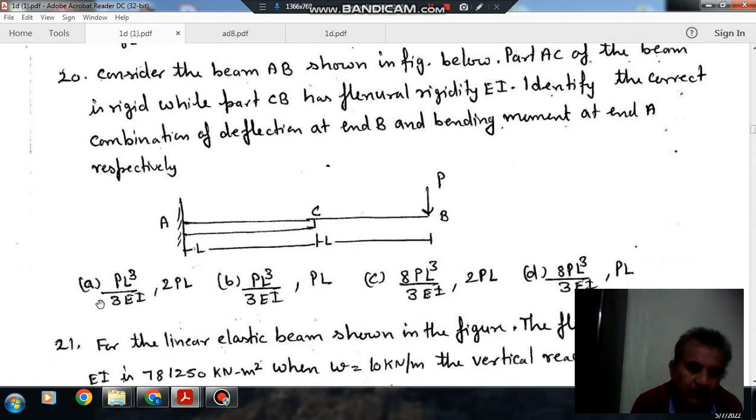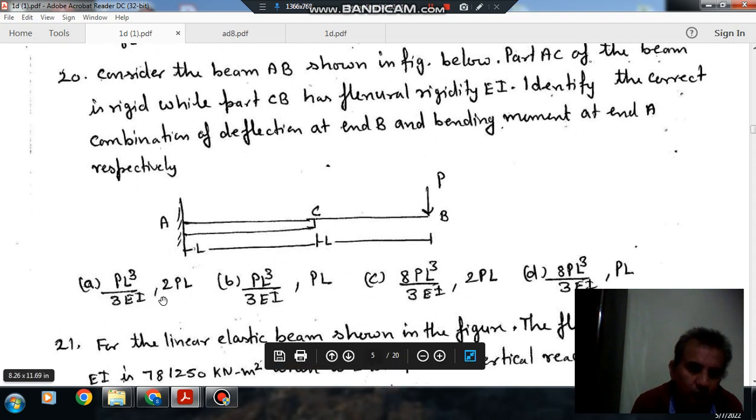Okay. So the options are: option A, PL cube by 3EI, comma 2PL. Option B, PL cube by 3EI, comma PL. Option C, 8PL cube by 3EI, comma 2PL. Option D, 8PL cube by 3EI, comma PL.